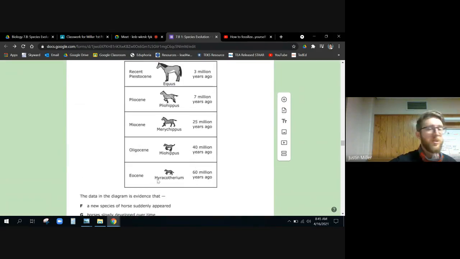By the way, this is when dinosaurs were on their way out. So these early ancestors of horses were running around at the same time the dinosaurs were. Isn't that silly?